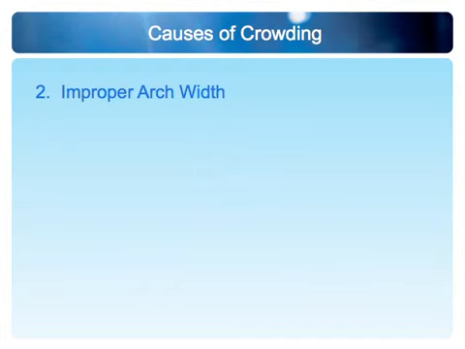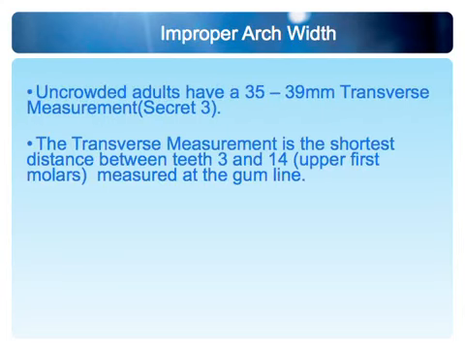Number 2. So we know the first cause of crowding is improper arch form. The second cause of crowding is improper arch width. Now, what does that mean? Well, let's take a look at a little bit of research, and this was done over a period of about 5 decades. But there is a very simple piece of information for you here to understand what kind of arch width is an acceptable range. Uncrowded adults have a 35 to 39 mm transverse measurement. Now, the transverse measurement is the shortest distance between upper first molars measured at the gum line.